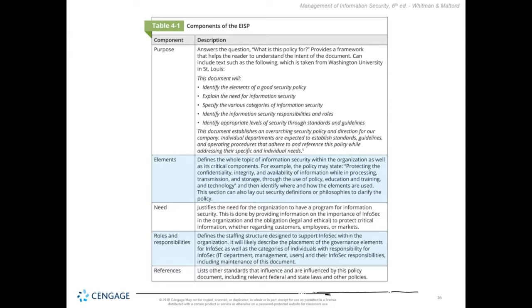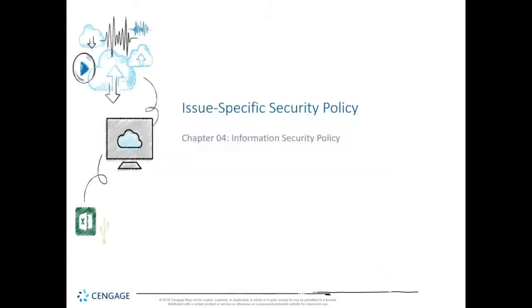Roles and responsibilities are going to define the staffing structure. It's designed to support InfoSec within the organization, and then lay out their InfoSec responsibilities and roles. And then references are going to list any other standards that influence or are influenced by this policy, including any federal, state laws, or other policies that are relevant.